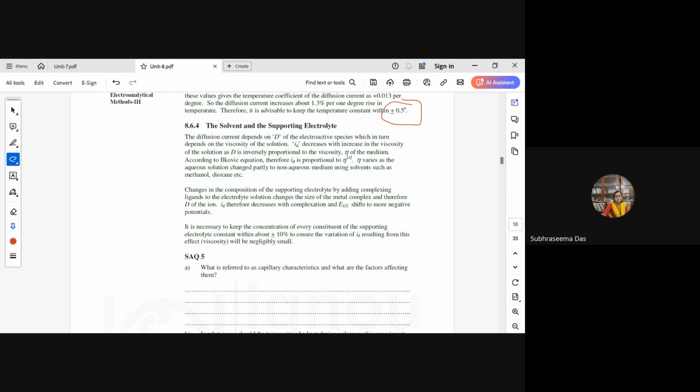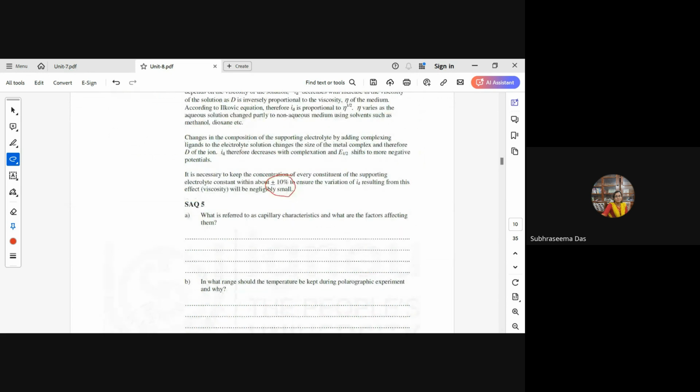Changes in the composition of the supporting electrolyte, such as adding complexing ligands to the metal complex, also shift the wave to more negative potential. Thus it is necessary to keep the concentration of every constituent of the supporting electrolyte within about plus or minus 10% for effective measurement of ID.